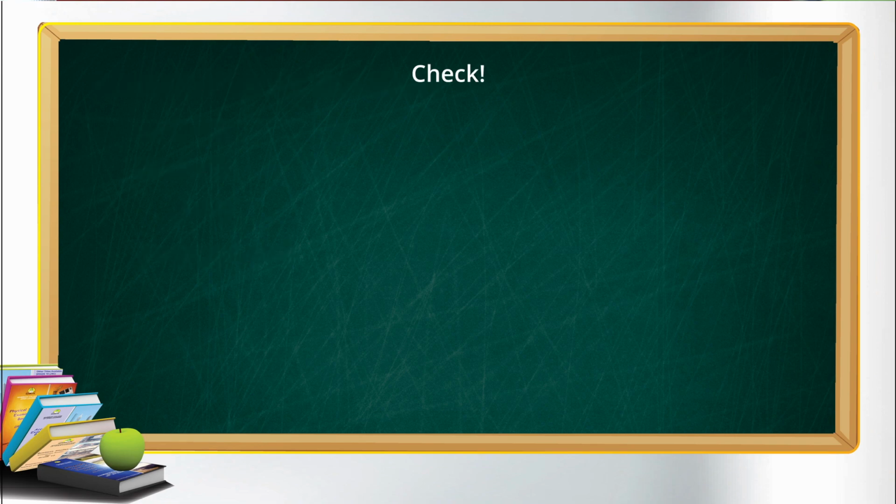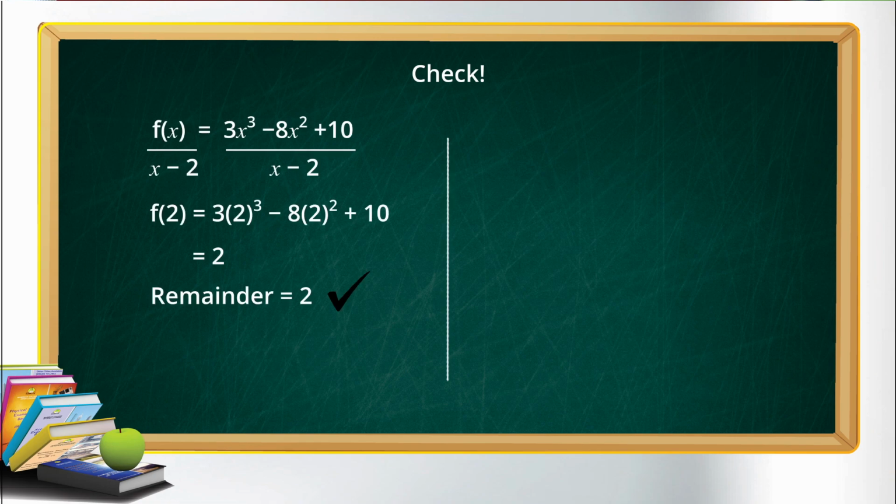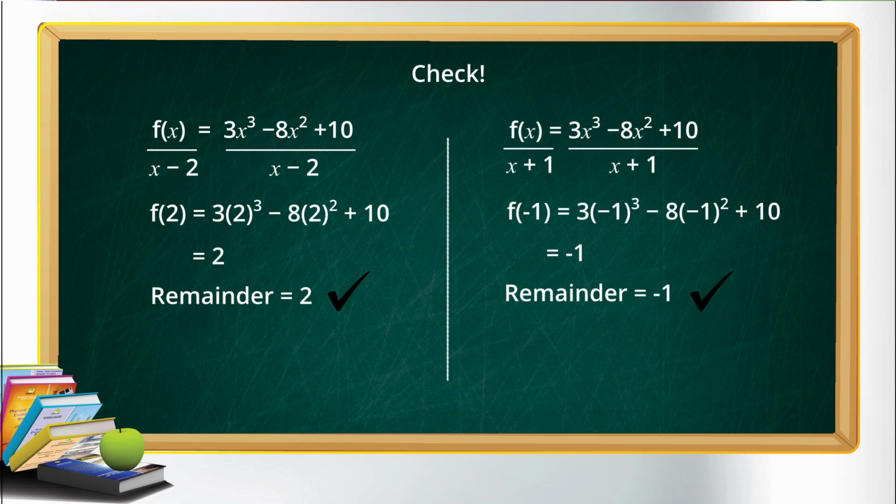We should check our answers in case we have made a mistake. Use a equals 8 and b equals 0. Find f of 2 to get the remainder. It is 2 as it should be. For the second remainder, find f of -1, and we do indeed get the remainder as -1. We are sure we are right.